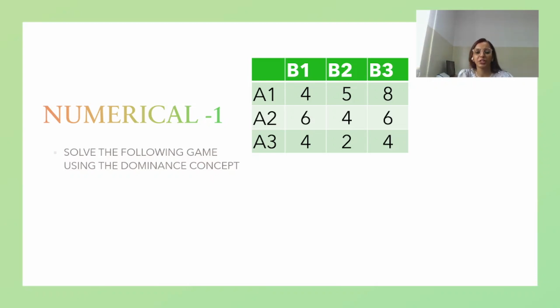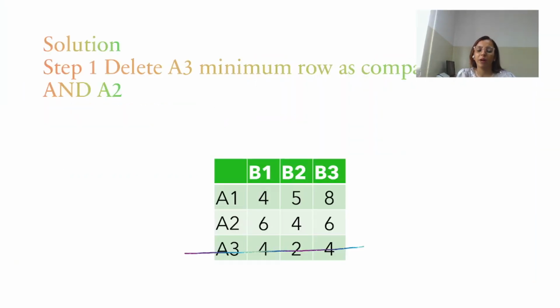Right. So first we check whether the simple row dominance concept is applicable over here. I feel like yes, it is. Comparing A3, the row that is the third strategy of player A, with the others, we will find that A3 is the minimum row as compared to A1 and A2. Like 4 is less than 6 if I'm comparing to A2, 2 is less than 4, B2 strategy, and 4 is less than 6. What we do, we delete that A3 strategy, right?